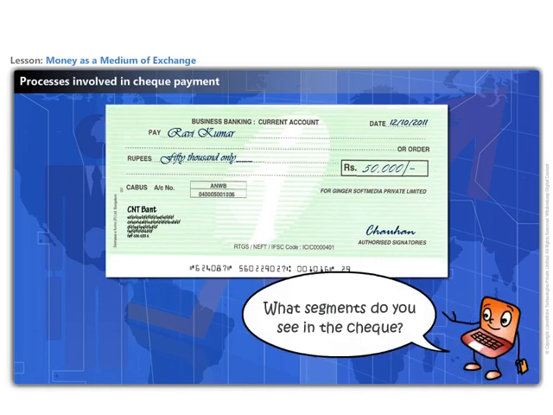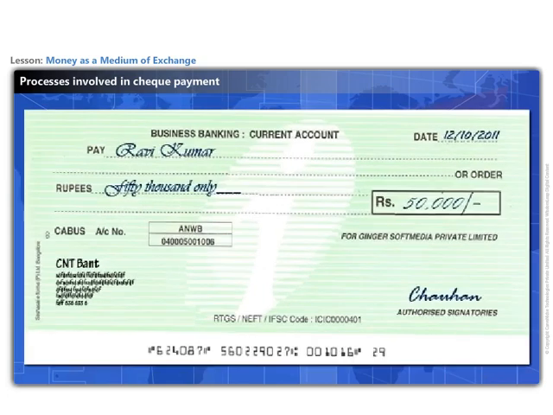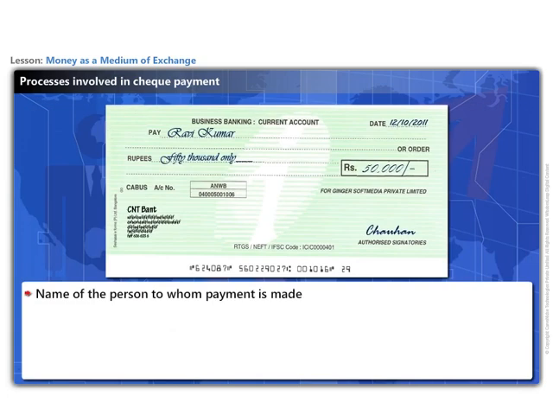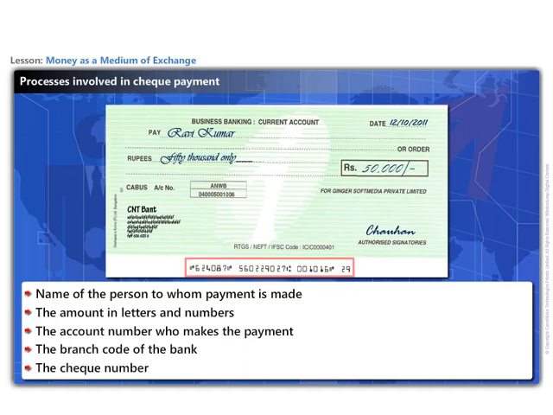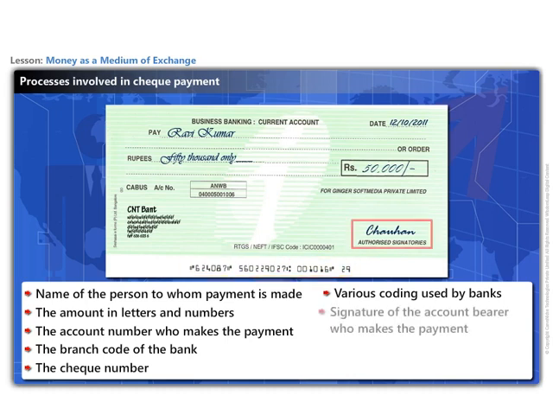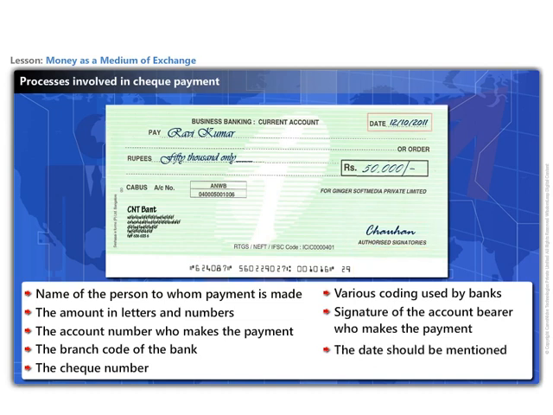What segments do you see in the check? A check consists of various segments. Name of the person to whom payment is made. The amount in letters and numbers. The account number of the person who makes the payment. The branch code of the bank. The check number, various coding used by the banks. Signature of the account holder who makes the payment. The date should be mentioned.